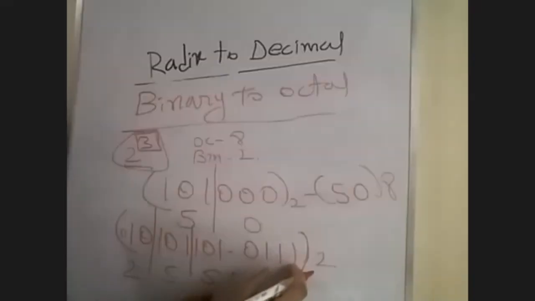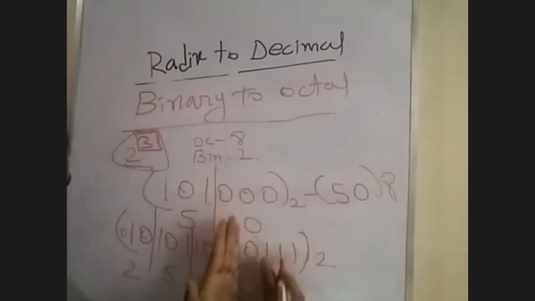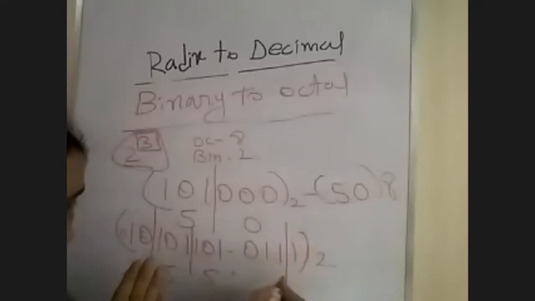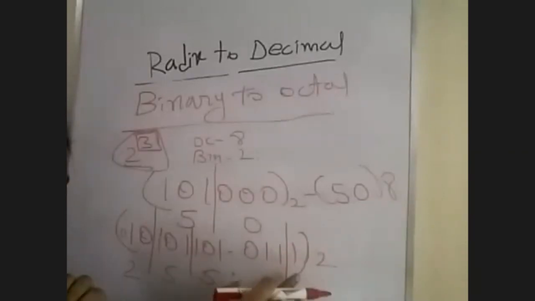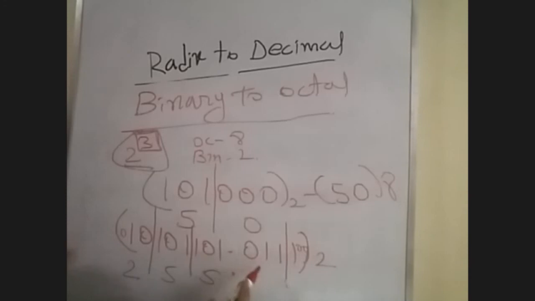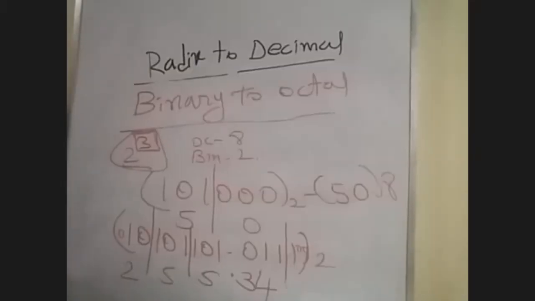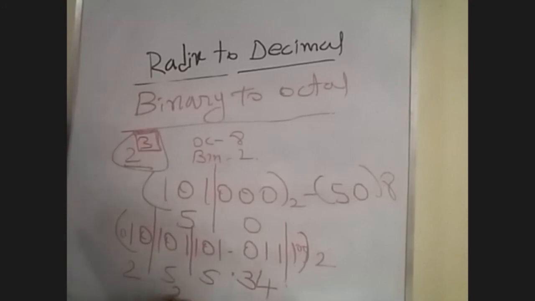Here 0111. For the fractional part, you divide the 3 bits from left to right. So 1, 2, 3. And here only 1 is there. You put the remaining zeros, how many zeros are required? 2. So place 2 zeros. So 011 is nothing but 3. 100 is nothing but 4. So the value is 255.34. 255.34 is the octal number.